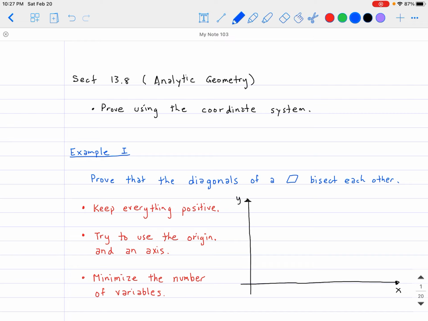As I said, this is going to be a section on proving using analytic geometry. And we're going to go ahead and look at a few problems just so you can get the idea as to how it actually works.